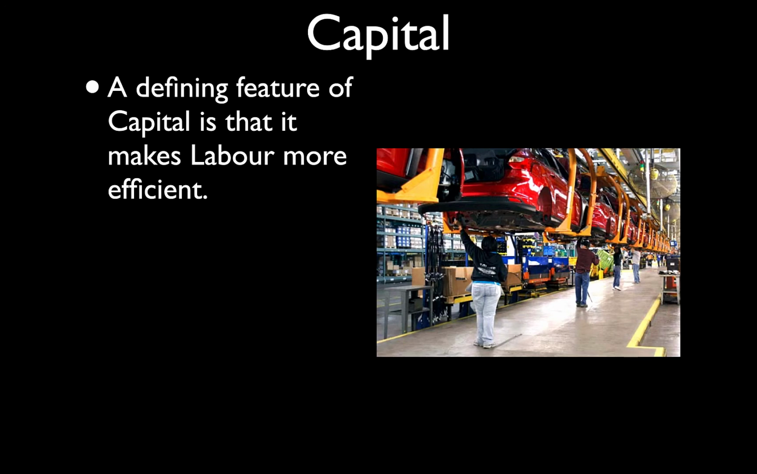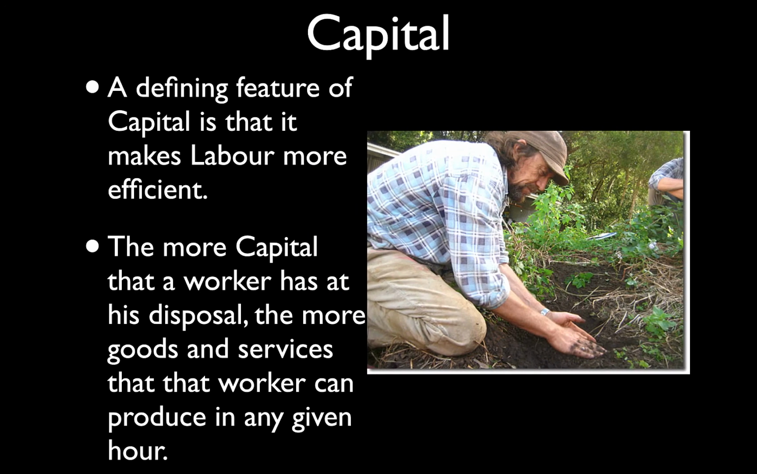So we've said that a defining feature of capital is that it makes labour more efficient. And yes, it does. A simple example here is this gentleman trying to dig a hole using his hands. Maybe he's not in the photograph, but just for the sake of argument, we're claiming he is trying to dig a hole using his hands. We've said efficiency is a measurable or quantifiable concept, and yes, it is. So how would we quantify it?